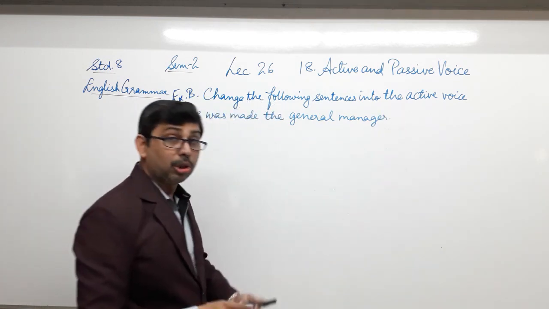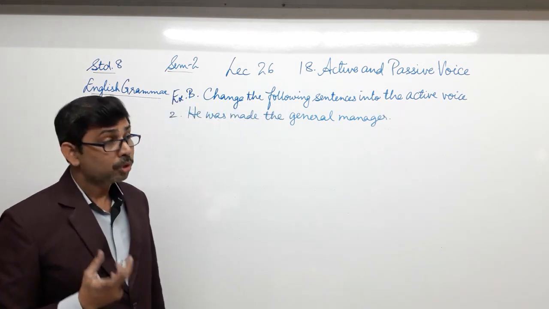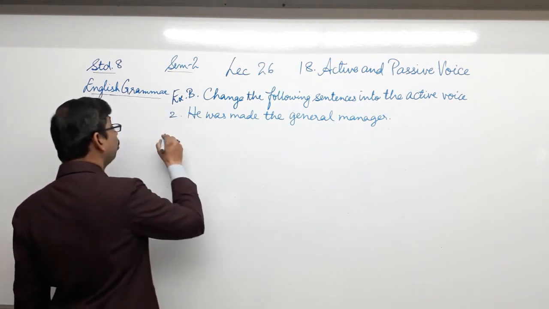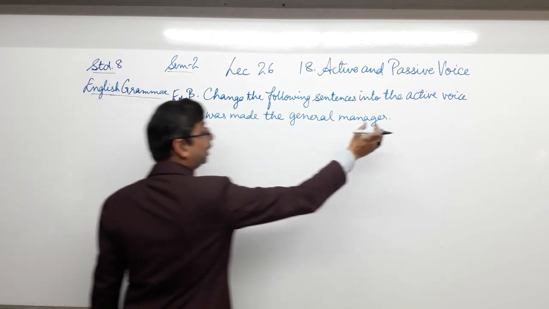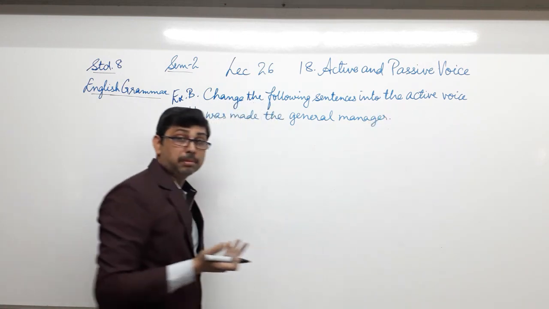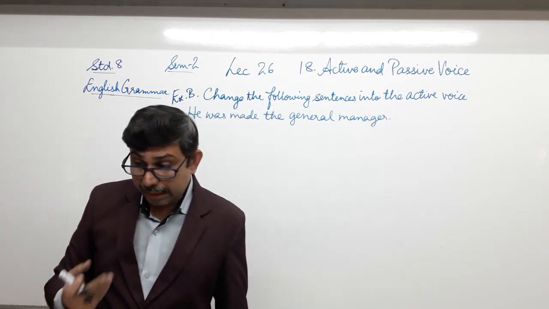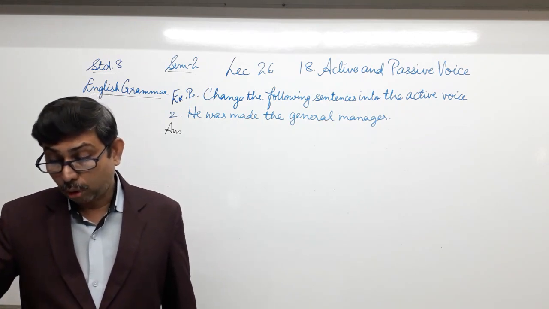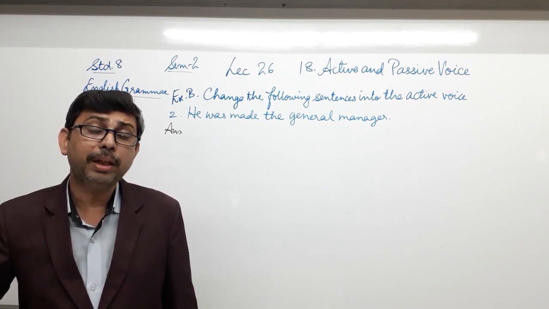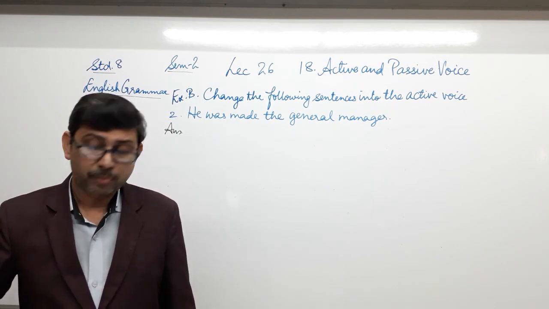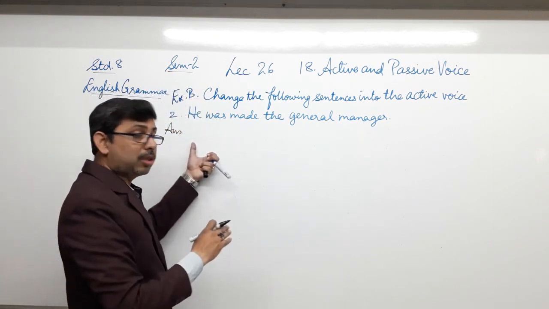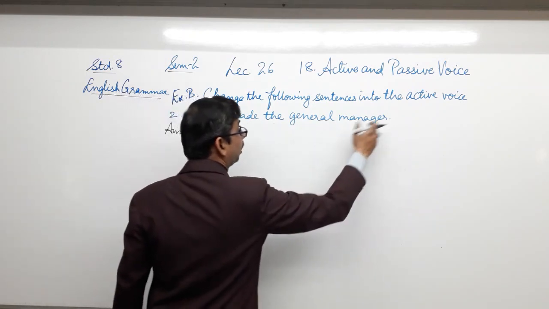Well, think about the doer of the action, because the first thing we require is the doer of the action in order to begin our statement in the active voice. But we do not have any doer of the action, that is the agent, given to us. He was made the general manager by whom? By someone, isn't it? So we need a person who has the authority to make him the general manager. Hence, when we do not have anything over here, generally speaking, we take the word by them. So that them will be changing to they when we write the active voice. He was made the general manager by them.